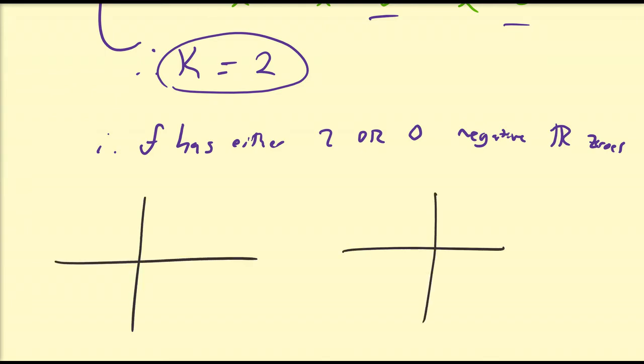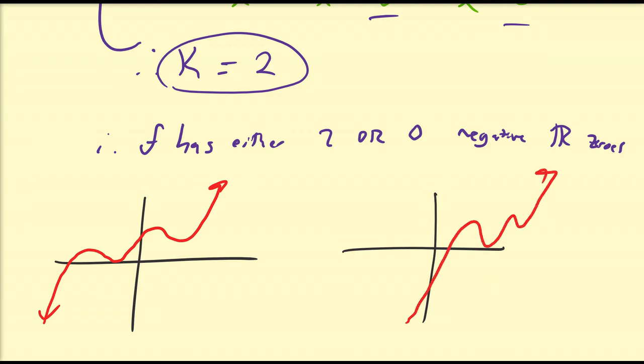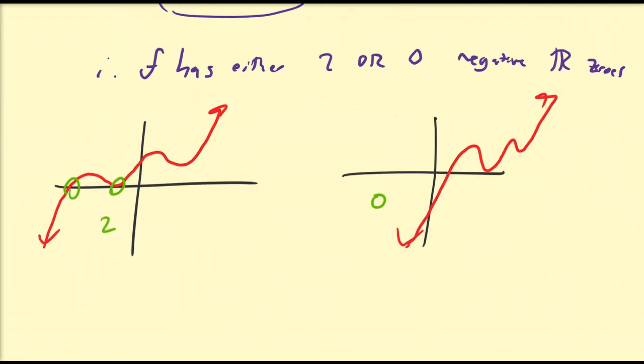So again, it's a degree 5, so it either has 2 or 0. So it has either something like that, or it has 0, something like that. Right, so that's our 2 or 0 case. Right? So that's interesting. Now we can combine this logic with what we said about the positive real zeros.